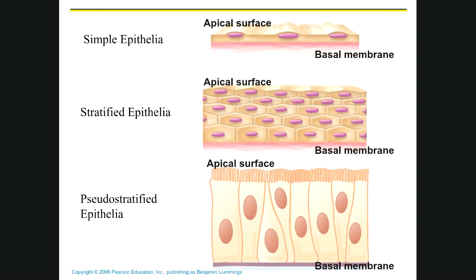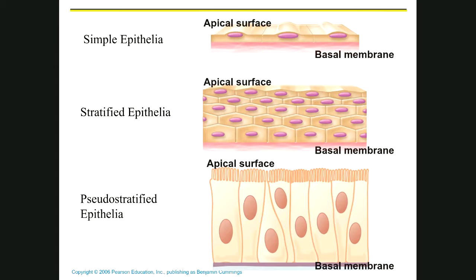But let's look at these. So here's a simple epithelium. So look at it. It's one layer. Here's a stratified epithelium, more than one layer. And then here's our pseudo-stratified. Well, when we talk about layers, we're going to have to figure out how to see the layer. And so in order to do that, we're going to look for two things. One thing we're going to look for is a basement membrane.